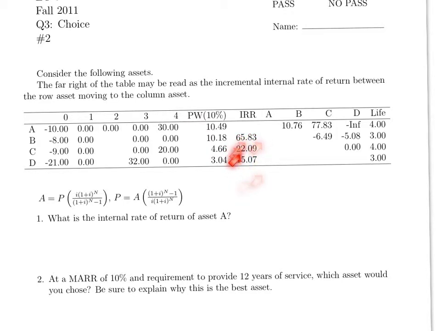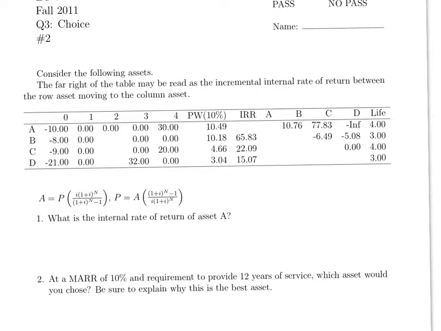And all the internal rates of return are calculated except for A, but that's actually the first question that's down here. These over here are your incremental internal rates of return, and you should really check the wiki on what these things are supposed to mean. So let's get to question 1 first, which is, what is the internal rate of return of asset A?